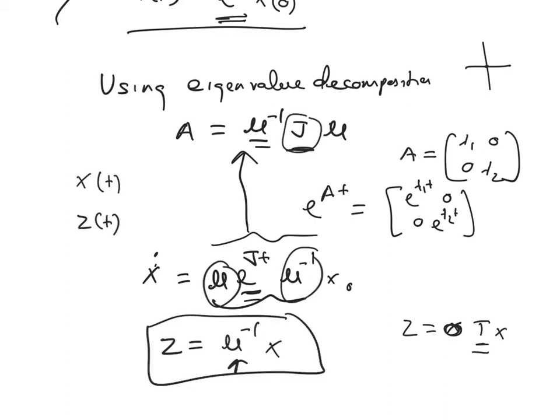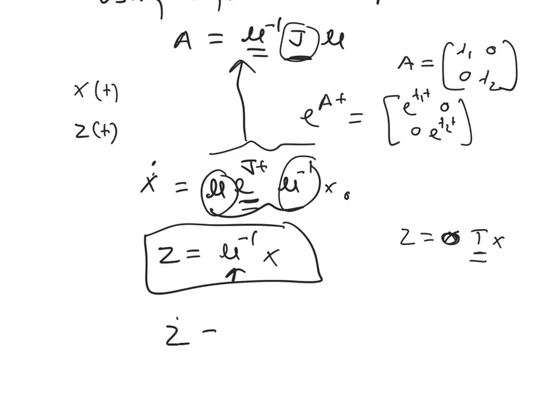These things will not be there, right? In that case, your Z dot is basically JZ, right? So Z(t) will be what? e to the power Jt into Z0. And this is a diagonal matrix, so the solutions are easier. But Z is not the actual state. It's the transformed state. Okay? But getting back is easy.